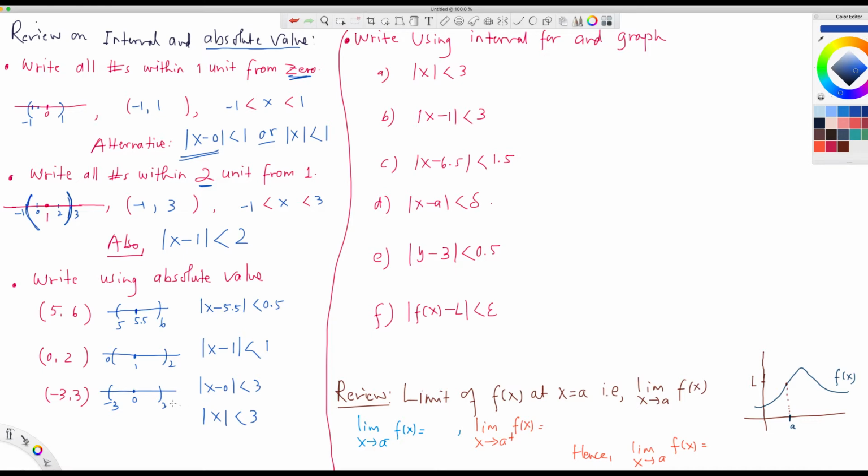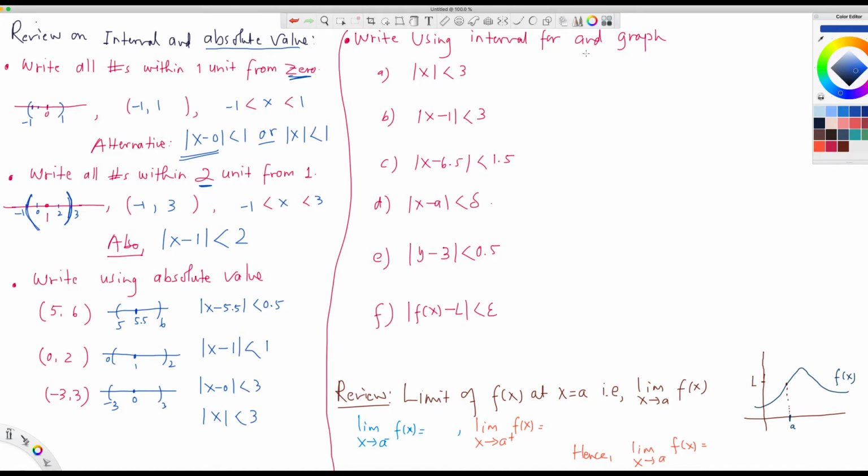Okay, so if an interval is given, this is how you write it using the absolute value. What you do is you find the midpoint of the interval, the mid value, and then do x minus the mid value, and then see how much distance the boundary is from the mid value. That is 0.5 here, right? 0.5 on the other side too. So you write less than 0.5. All right, similarly the other one.